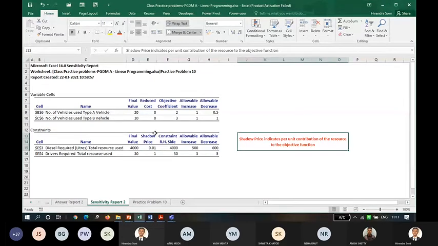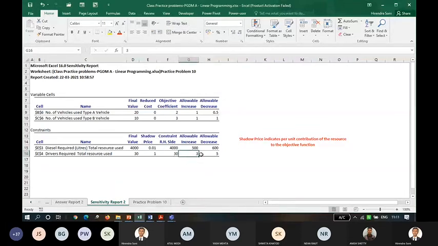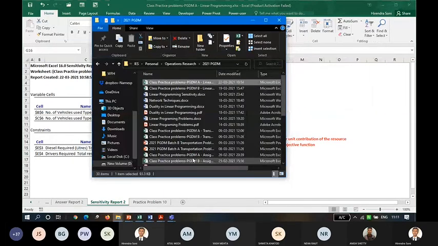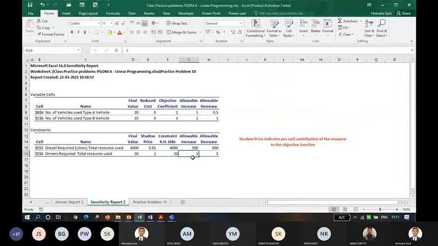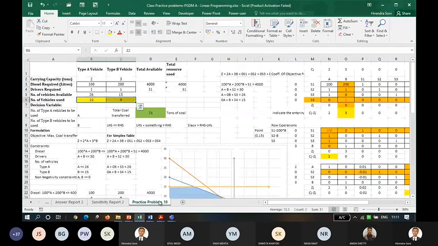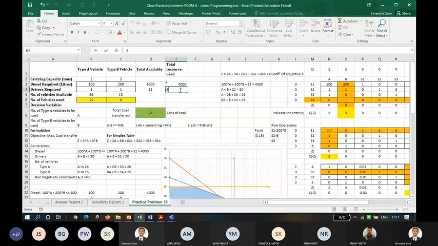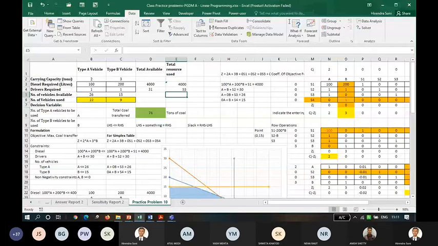Now it says, let us look at this allowable increase. Now allowable increase says up to 3, so if we increase by 3, how much will it become? It will increase by 3 tons in total. So instead of 31, let's make it 33 and I run my solver again. So I should get 73.